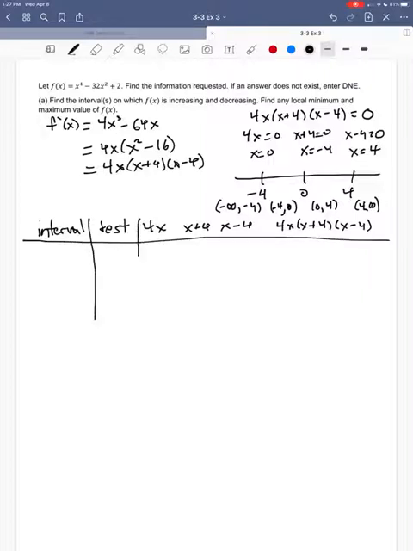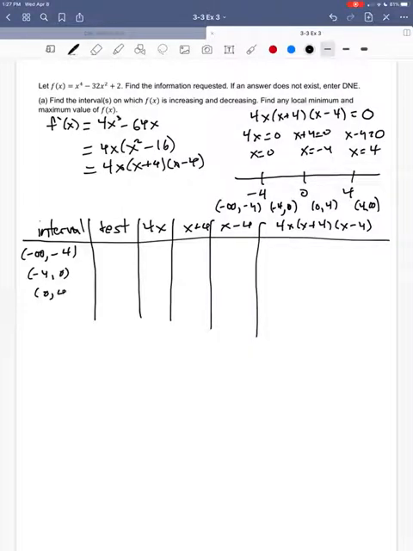And I'm going to have to do each of my intervals down along the left-hand side. So we're going to have negative infinity to negative 4, negative 4 to 0, 0 to 4, and 4 to infinity.